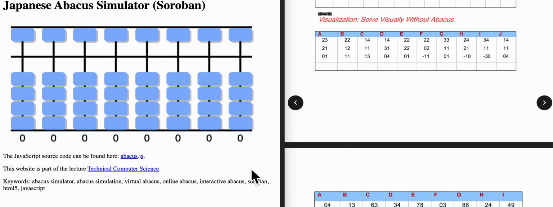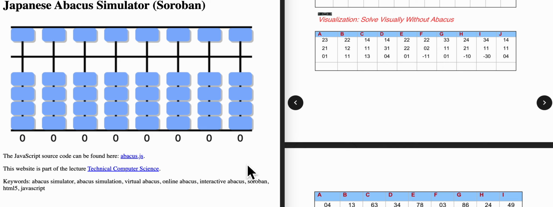Is there enough beads to add? No. What do you have to do? You have to apply the formula for plus 1. What is the equation for plus 1? Plus 1 equals minus 4 plus 5. How much did you get now? 45. Okay, let's do the next problem.